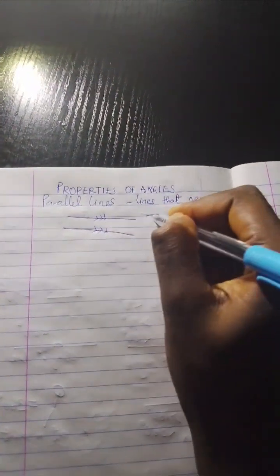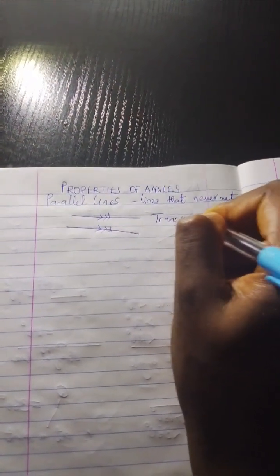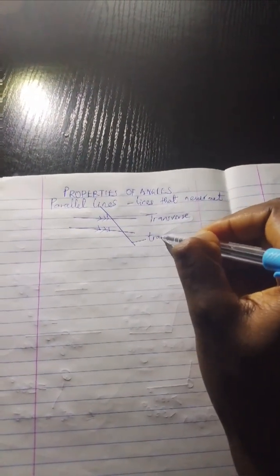Now, after explaining parallel lines, I would also like to tell us the meaning of a transversal. A transversal is simply a line that cuts through parallel lines. For instance, these are our parallel lines, and if I draw another line to cut through them, this one here is going to become a transversal. Now, since I'm done explaining what parallel lines are and also what a transversal is, I'm now going to move over to the properties of angles.